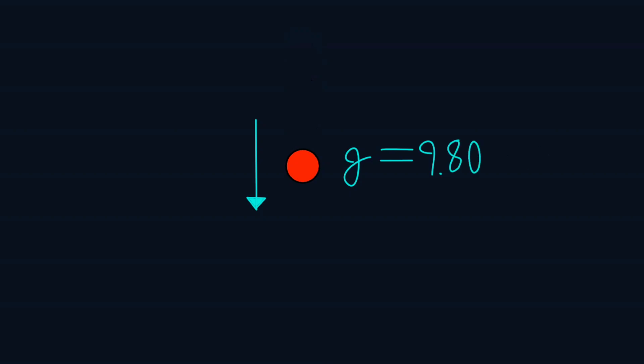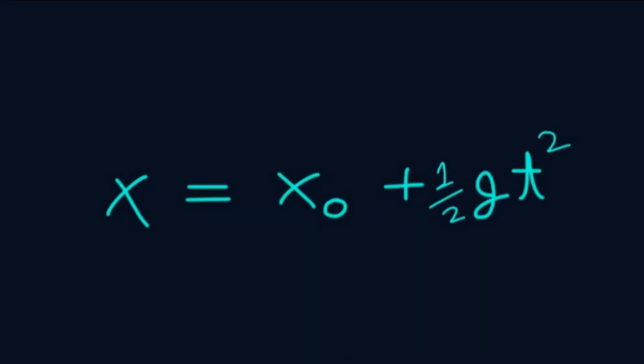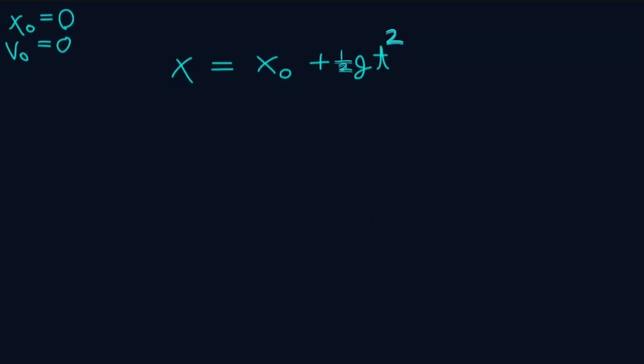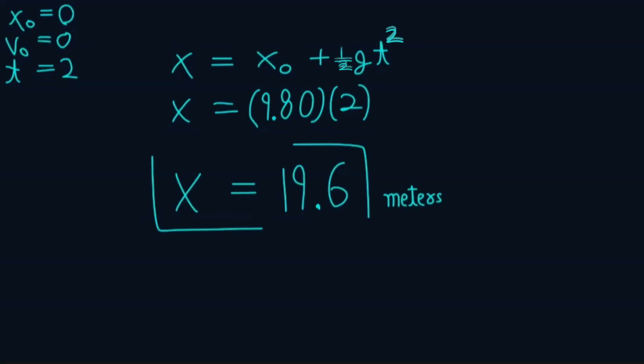Let's apply them. Suppose you drop a ball from rest. Gravity gives it a constant downward acceleration of 9.8 meters per second squared. Using the second kinematic equation, we can find how far it falls in any amount of time: x equals x naught plus v naught t plus half g t squared. Since it starts from rest, v naught equals 0 and x naught equals 0. After 2 seconds, x equals half times 9.8 times 2 squared, which equals 19.6 meters. That's the power of kinematics. We can predict the future of motion.